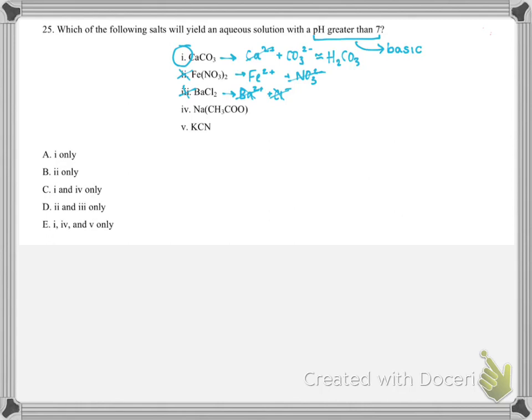For option choice 4, we would dissociate into sodium ions and acetate ions. We know sodium's a spectator, but acetate is the conjugate of acetic acid, which is one of our weak acids. So acetate would be a weak base. And this would raise the pH. For the 5th choice, we dissociate into K plus and CN minus. We know potassium is a spectator. CN minus is the conjugate of HCN, which is a weak acid, so cyanide would be a weak base and would increase the pH of solution. So the answer choice here is 1, 4, and 5, answer choice E.